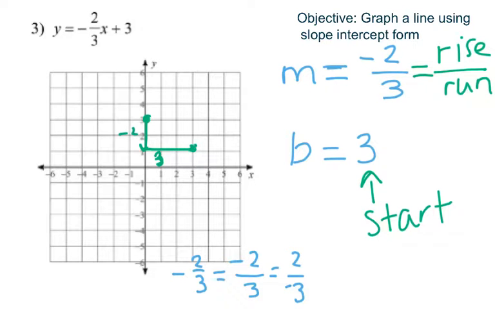We can do one more. Go down 2, and then run 3. Okay, so now I have these 3 points, and I'm going to draw a line through those 3 points. And that is your answer.